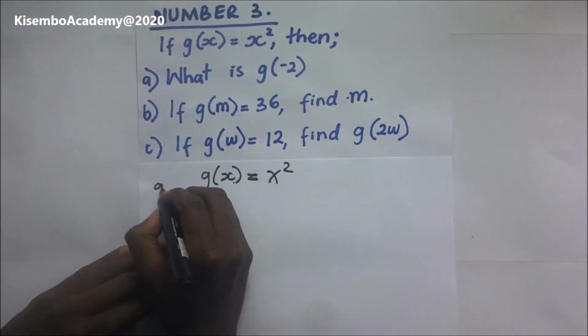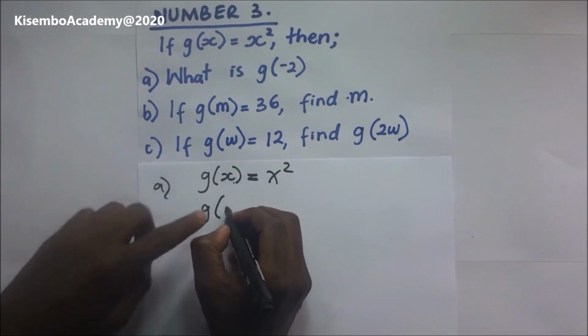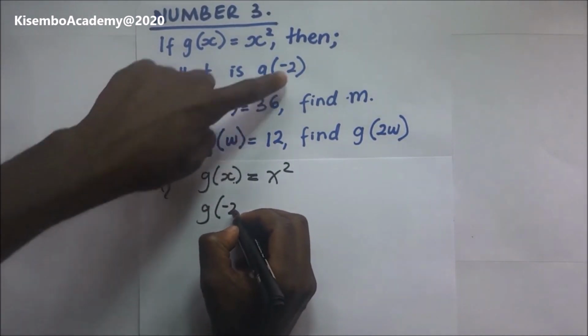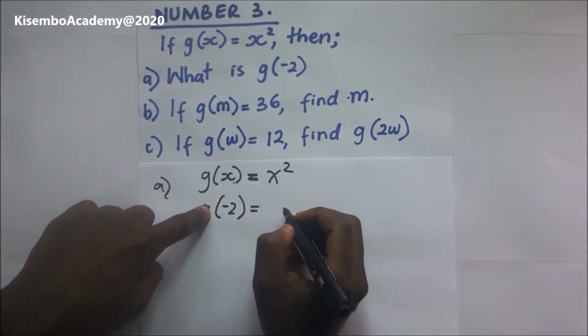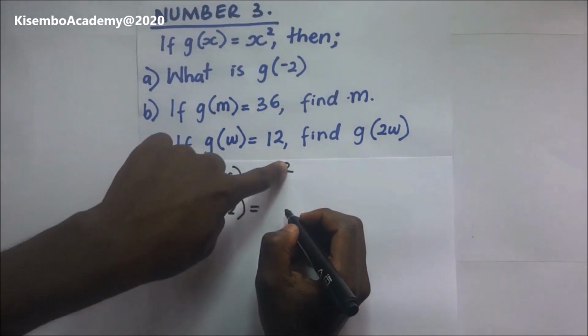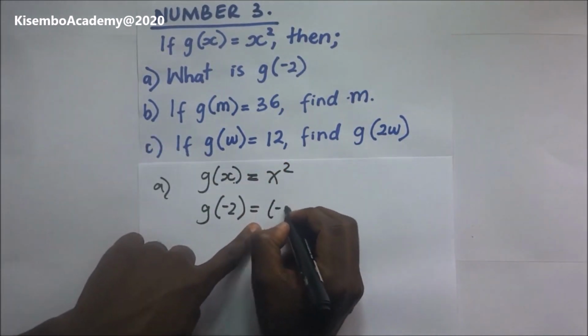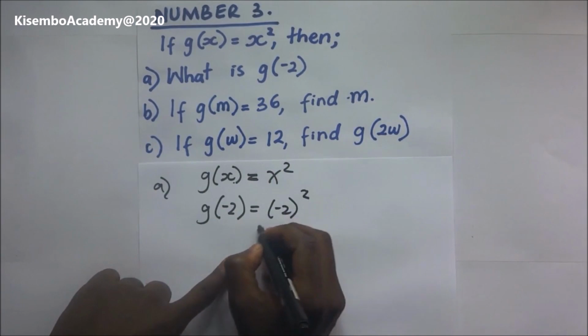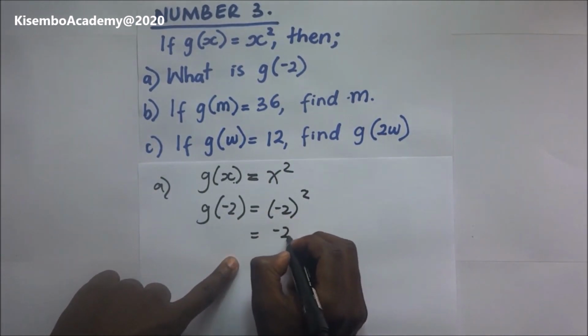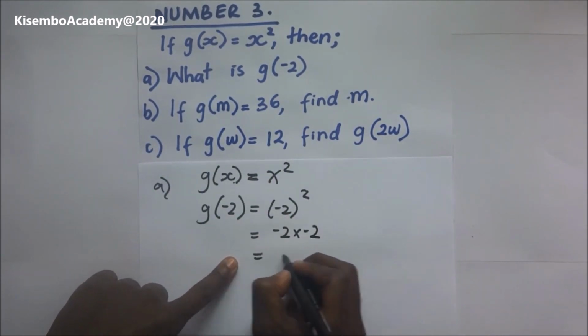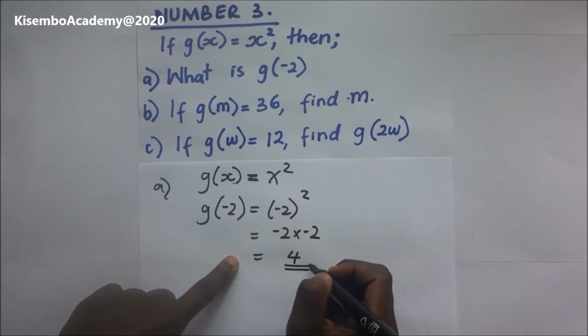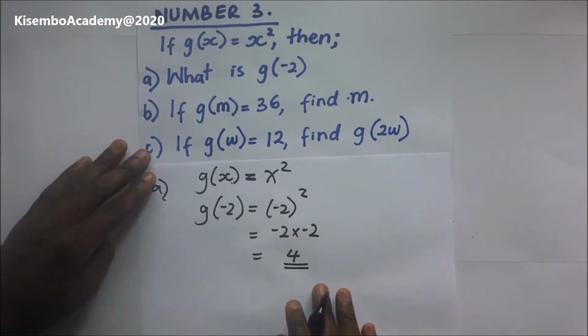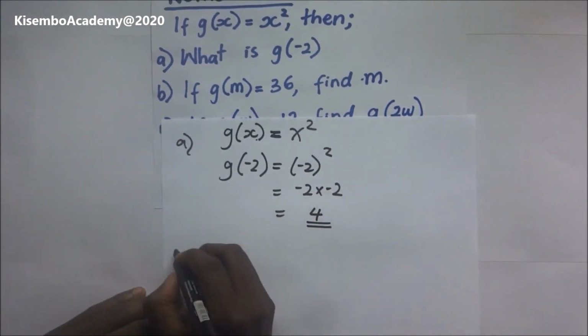Therefore, this is part A. So g when the variable is negative 2 means that where the variable is, we substitute here. It becomes negative 2 squared, which is negative 2 times negative 2, and gives us positive 4. So we go ahead and find part B.